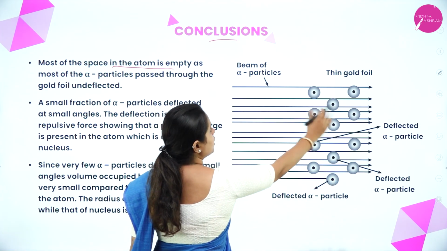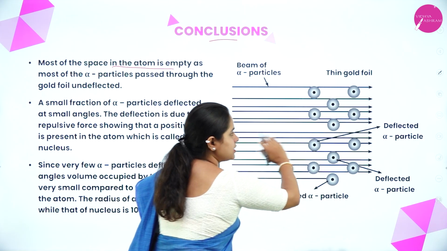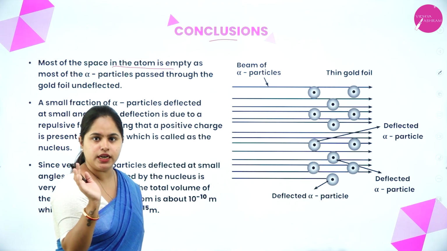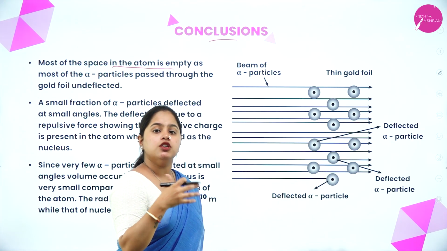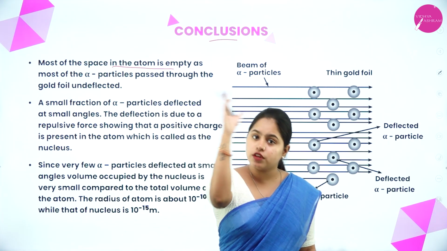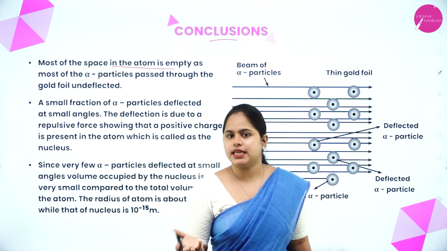As you can see here, most of the alpha particles are passing through the gold foil without any deviation, right? You can see here, there are no deviations that can be observed. So he was able to conclude that most of the space inside your atom is empty.